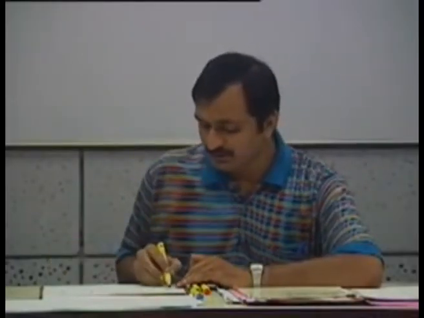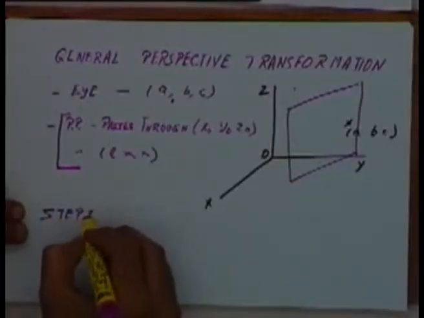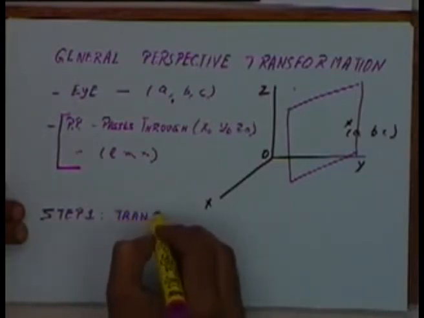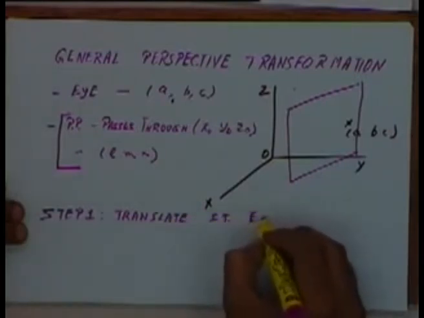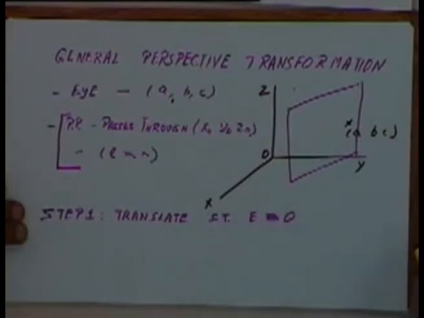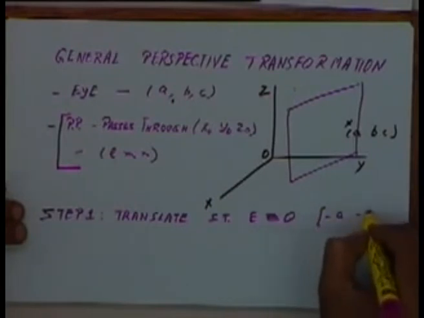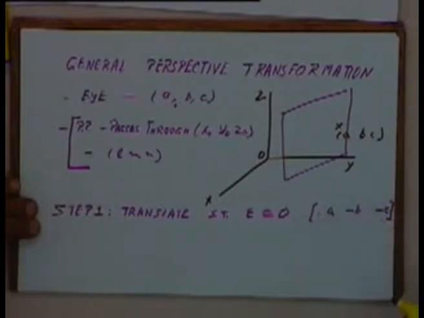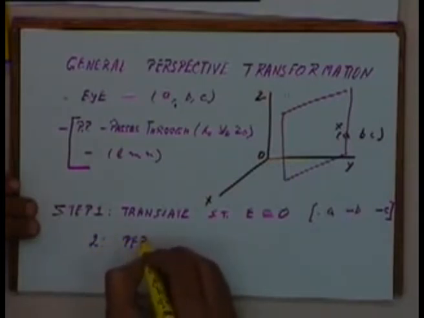Okay. The first thing that we will do, step 1, we will translate such that the eye becomes the origin. That is translation by minus A, minus B and minus C. Step 2 would be the general perspective projection that we have seen.